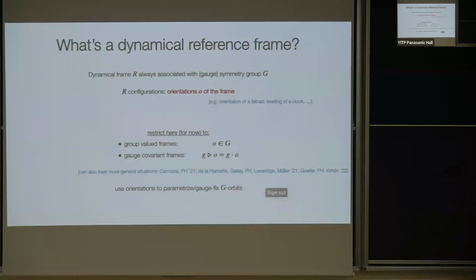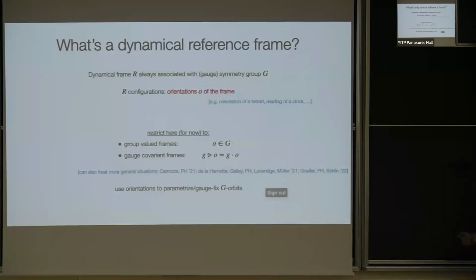And these orientations can be, for instance, literally orientations of a tetrad or readings of a clock, or whatever is appropriate in the given circumstances. And then for the purpose of this talk, I will be mostly restricting to special kinds of reference frames, namely those that are actually group valued, so that the configurations or the orientations take value in the gauge group, and where the frames are gauge covariant in such a way that under the gauge group action, they transform in this way. So basically just by group multiplication.